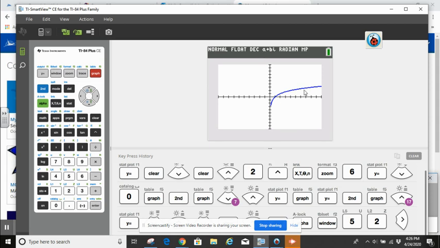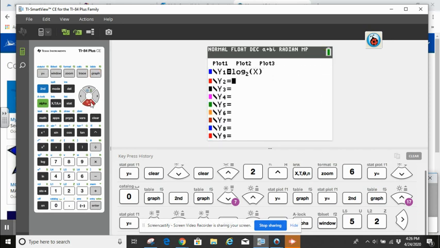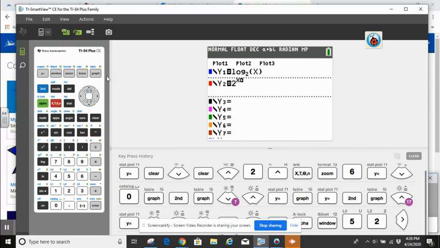And even though on the calculator it looks like the graph just stops, this graph does continue getting closer and closer to the y-axis and does go down to negative infinity. And so since they're inverse functions, the exponential function had 2 raised to the x.